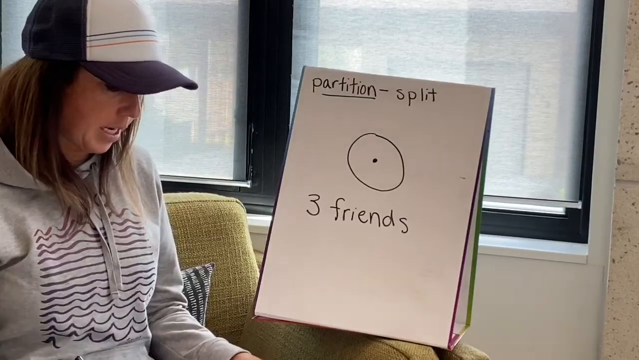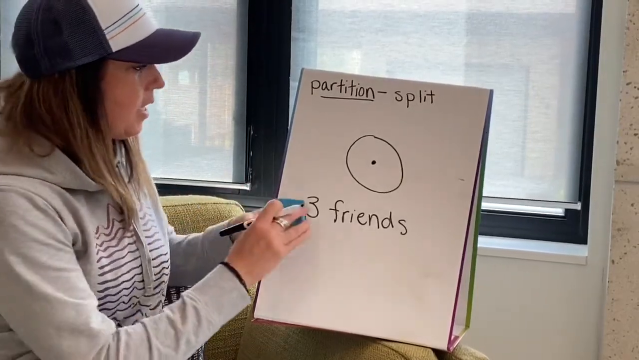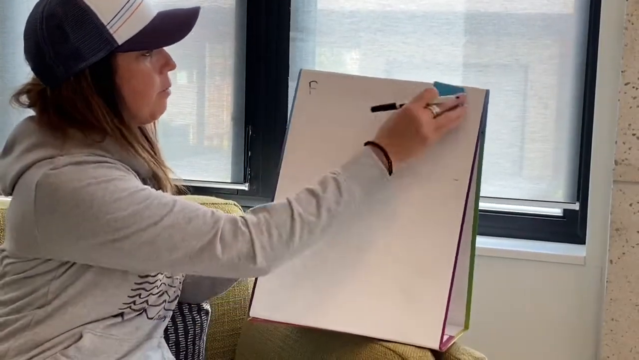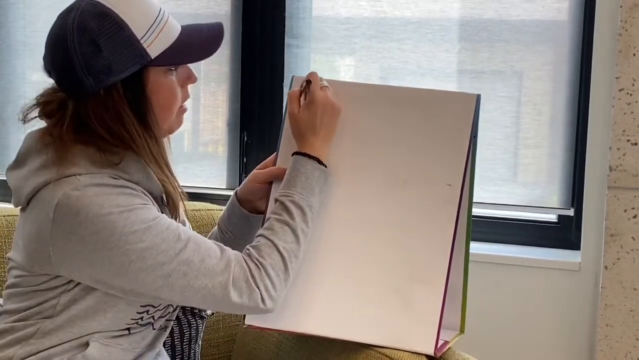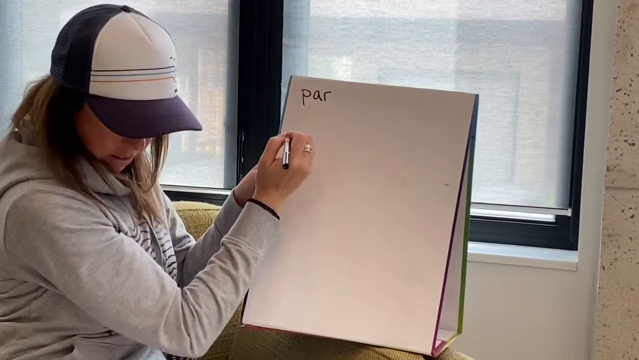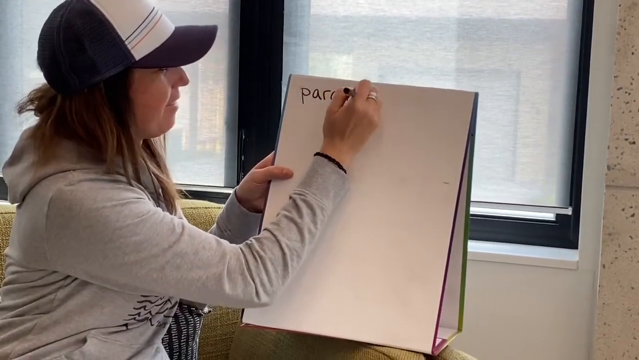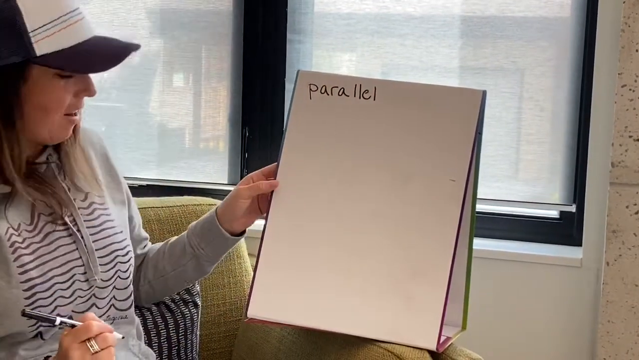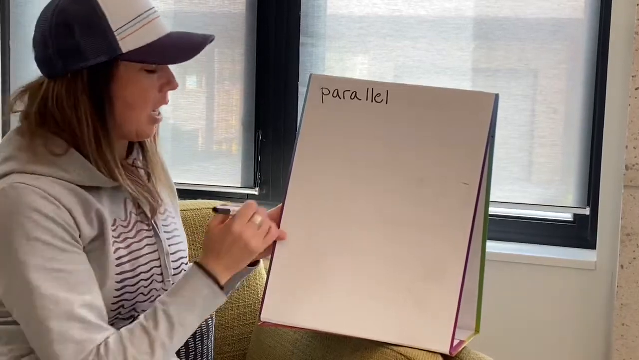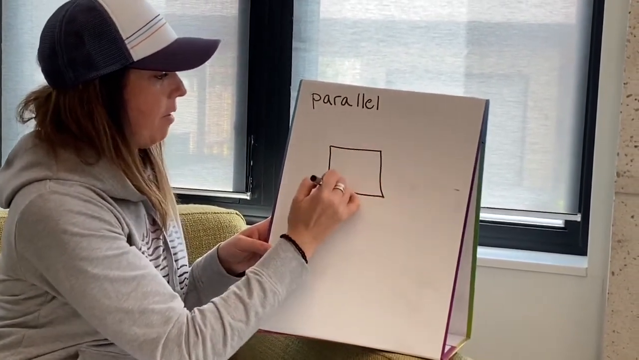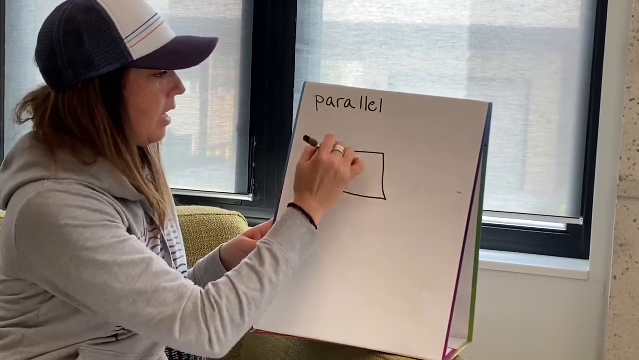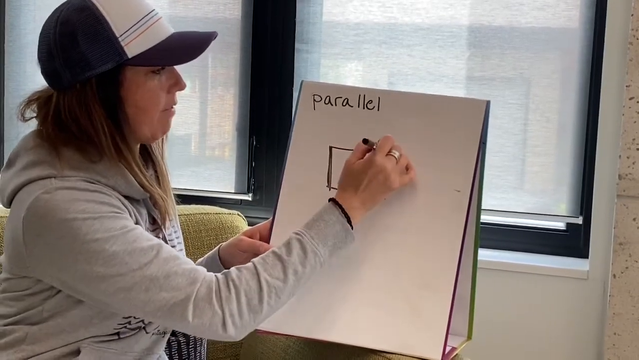On Tuesday's activity, there is a key word in there, the word parallel. I want to make sure I spell it right for you. It's a tricky one. Parallel talks about lines on a shape. Remember, parallel lines are 2 lines that never cross.